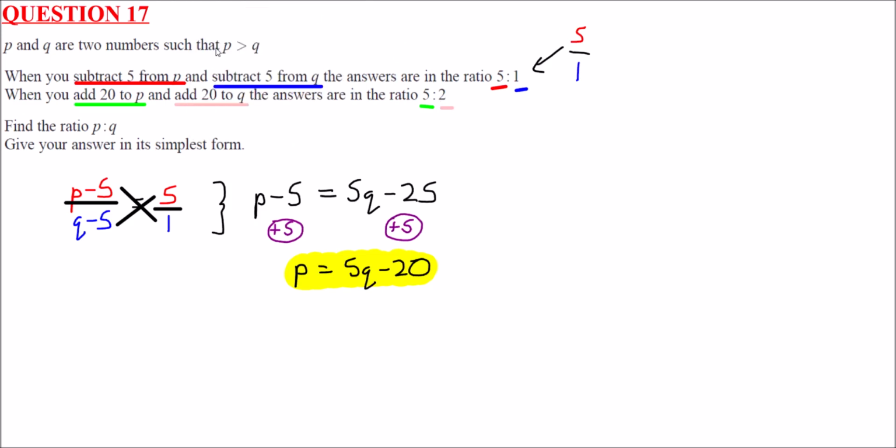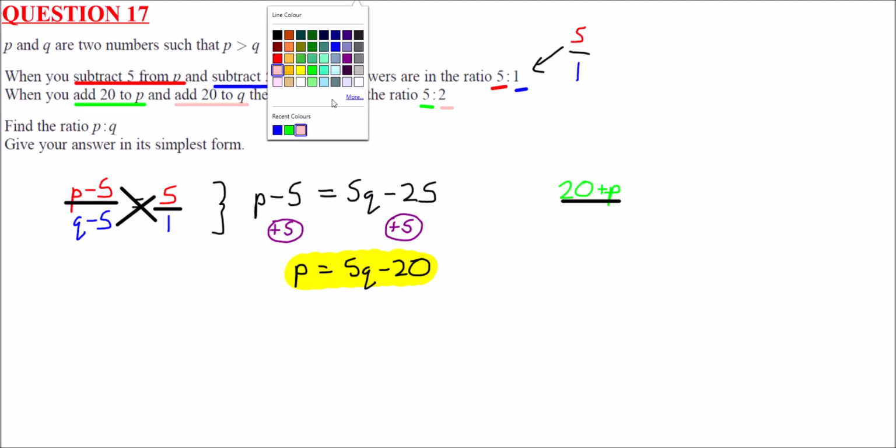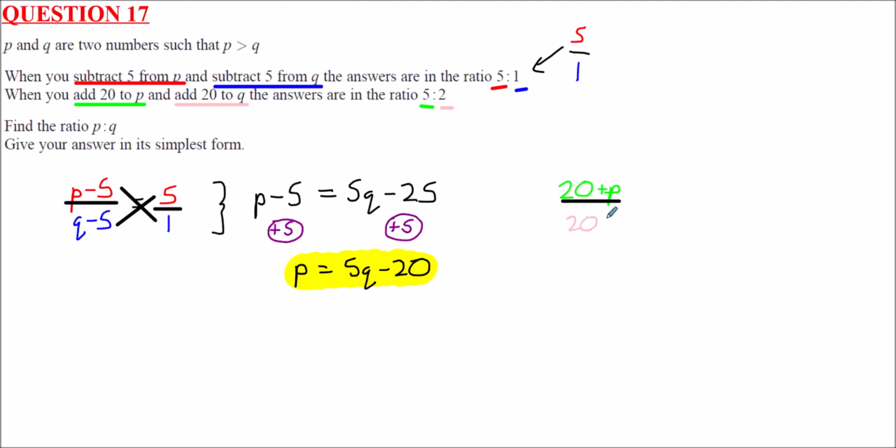So from these two, adding 20 to P, that's 20 plus P, all divided by, when we do adding 20 to Q, 20 plus Q. And we're told that that's the same as the ratio 5 to 2. In other words, this divided by that is the same as 5 divided by 2.